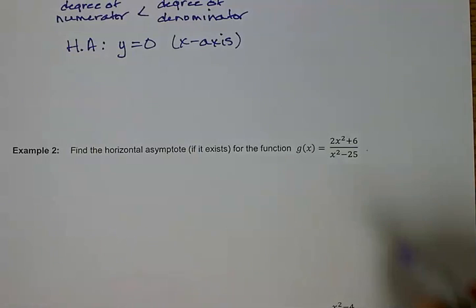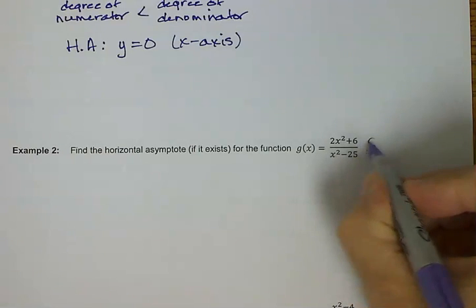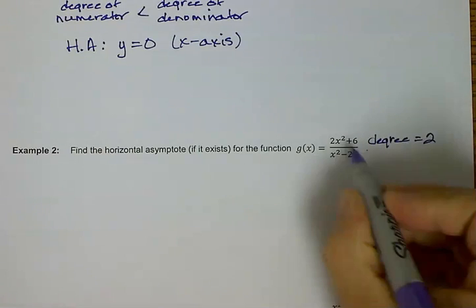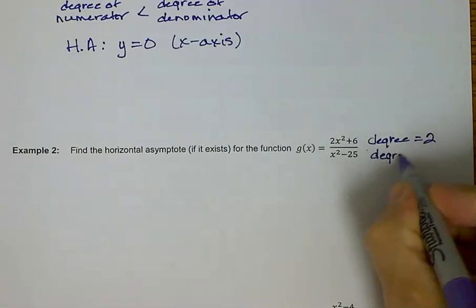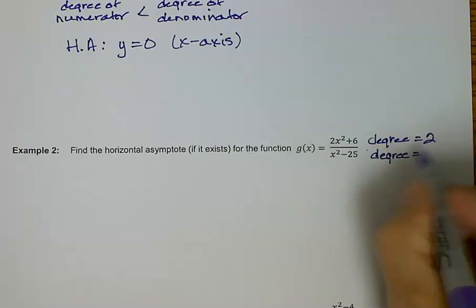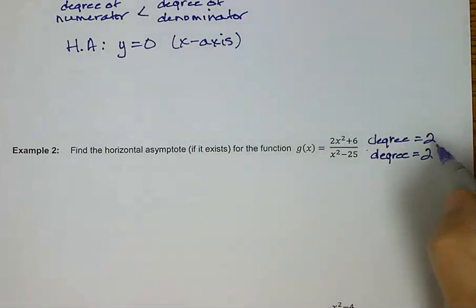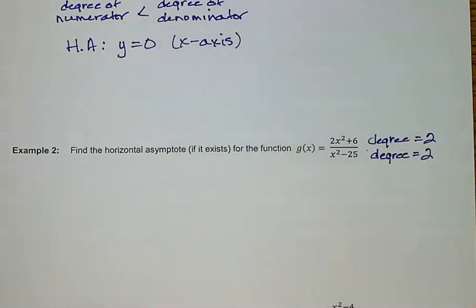Let's look at another example. This time the degree of our numerator is 2, because we've got an x squared here, and the degree of our denominator is also 2. If the two degrees are equal, then we have to do a little bit of work to find the horizontal asymptote.